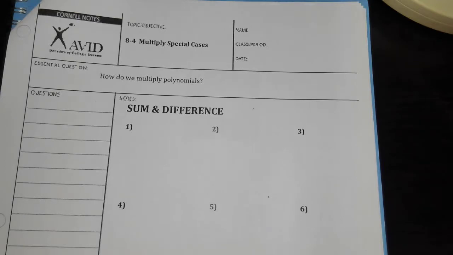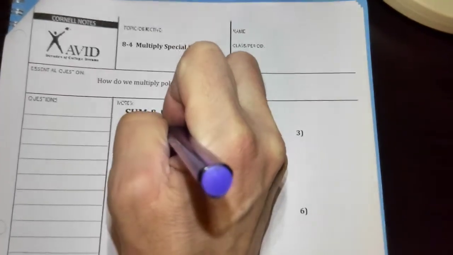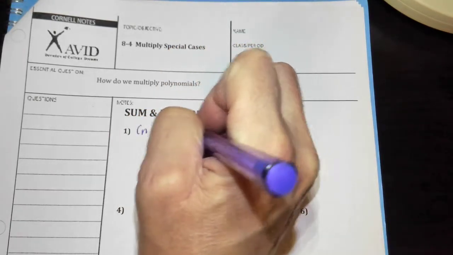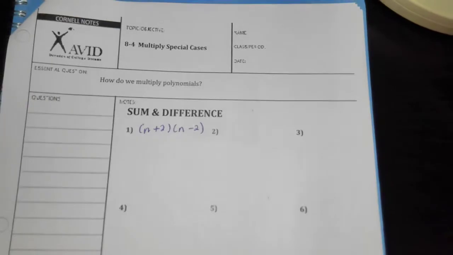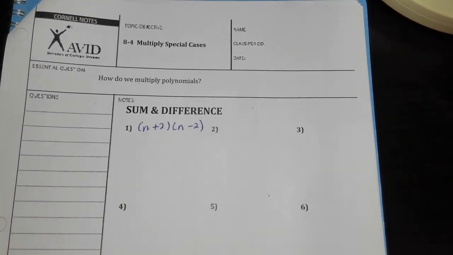We are looking at 8-4, which is multiplying in special cases with polynomials. And the first situation we're going to look at is sum and difference. Number 1 is the following. It's n plus 2 times n minus 2. So we have two binomials being multiplied by each other, and one is an addition and one is a subtraction.